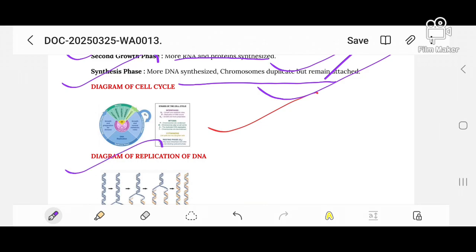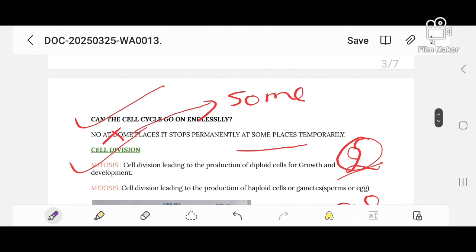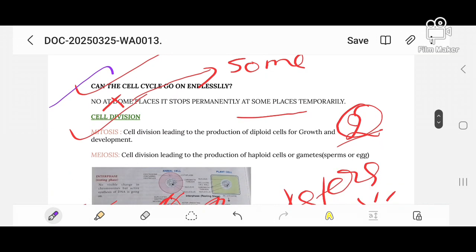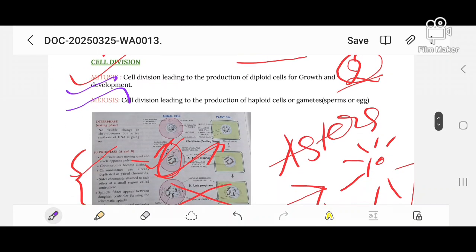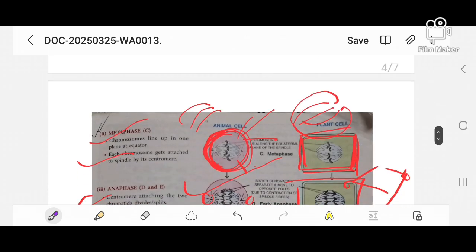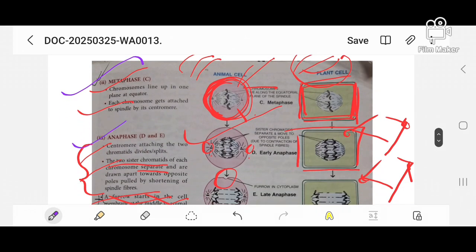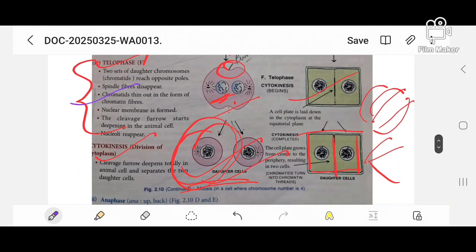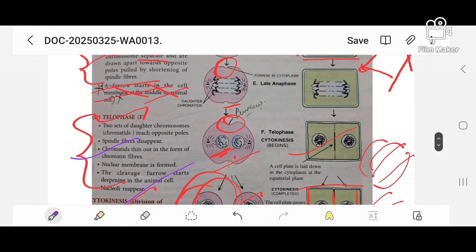Diagram of DNA replication. Now I've made you understand all these things. The cell cycle, at some places it stops permanently, at some places it stops temporarily. The cell division, what is meiosis, the types of cell division, the cell division of mitosis: interphase, prophase, metaphase, anaphase, telophase, cytokinesis. The diagrams are very important, children. Mark my words, diagrams are very important.